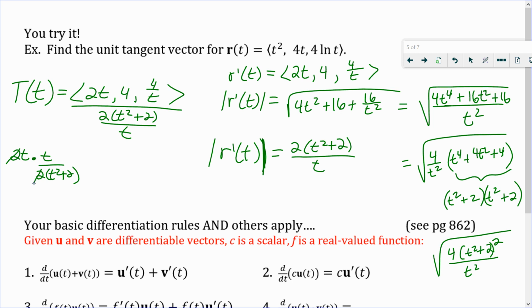Am I blowing your mind or what? This divided by that. So I could write t squared over t squared plus 2. That's the first part. So let's imagine the next part.